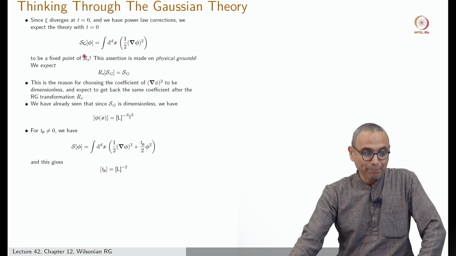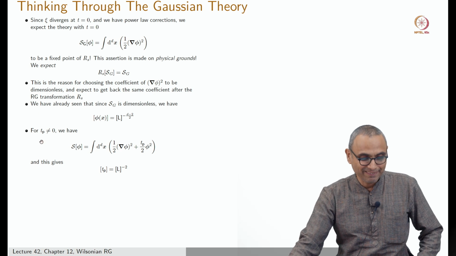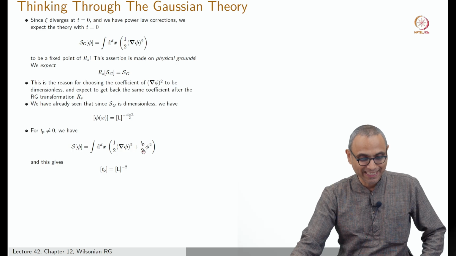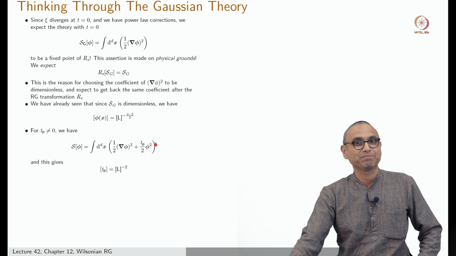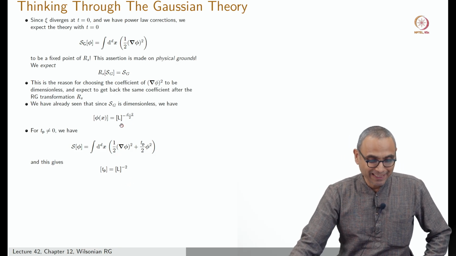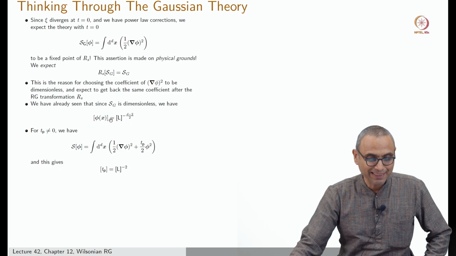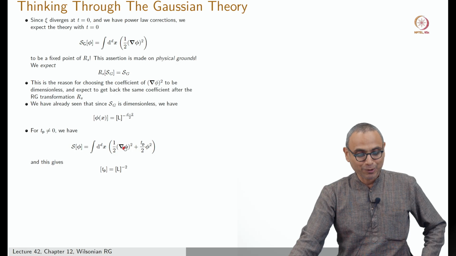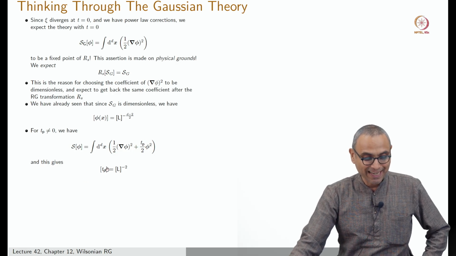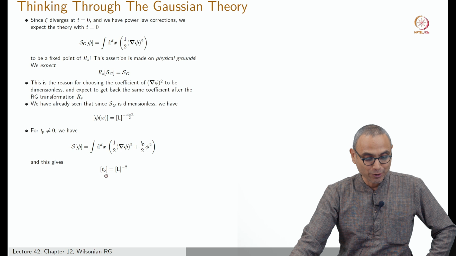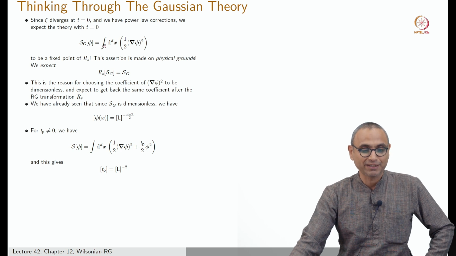Now what am I doing? I am perturbing that fixed point with a non-zero t_p. So I am adding to this theory a t_p by 2 phi square. Okay? So what will I find? By realizing that this field has dimensions of L to the power minus (d minus 2) by 2, I will be able to conclude that this t_p has dimensions of L to the power minus 2. So now you understand why I chose the notation t_p, although I made a couple of typos here which I will fix.